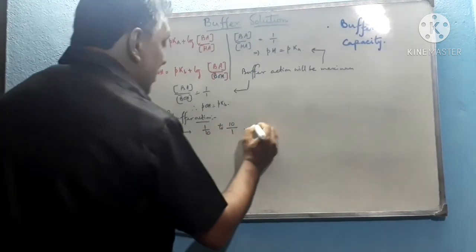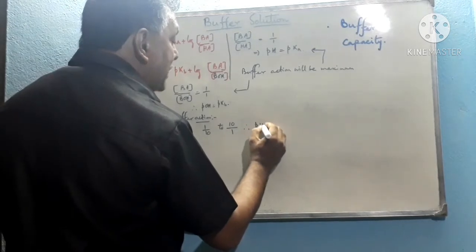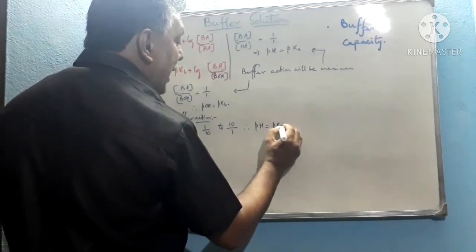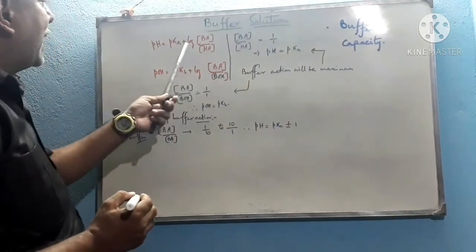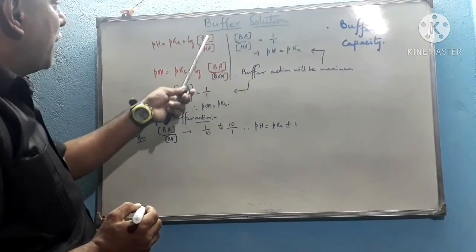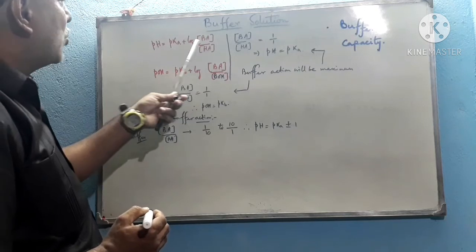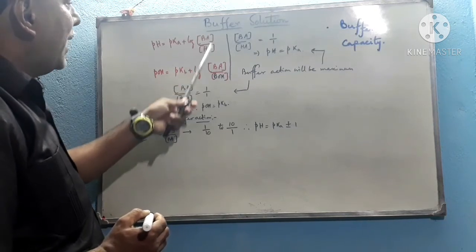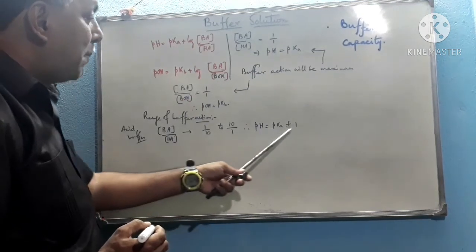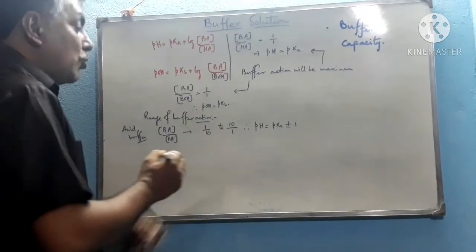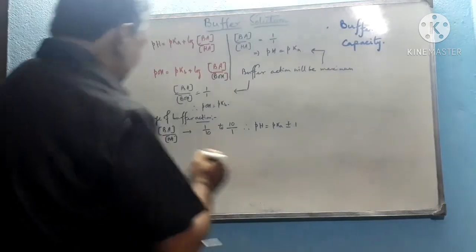That means for that acid buffer, the pH range is equal to pKa plus minus 1, because if we take the Ba by Ha ratio as 1 by 10, that will be minus 1. If we take the Ba by Ha ratio as 10 by 1, that will be plus 1. So the range is pKa plus minus 1. pH equal to pKa plus minus 1.